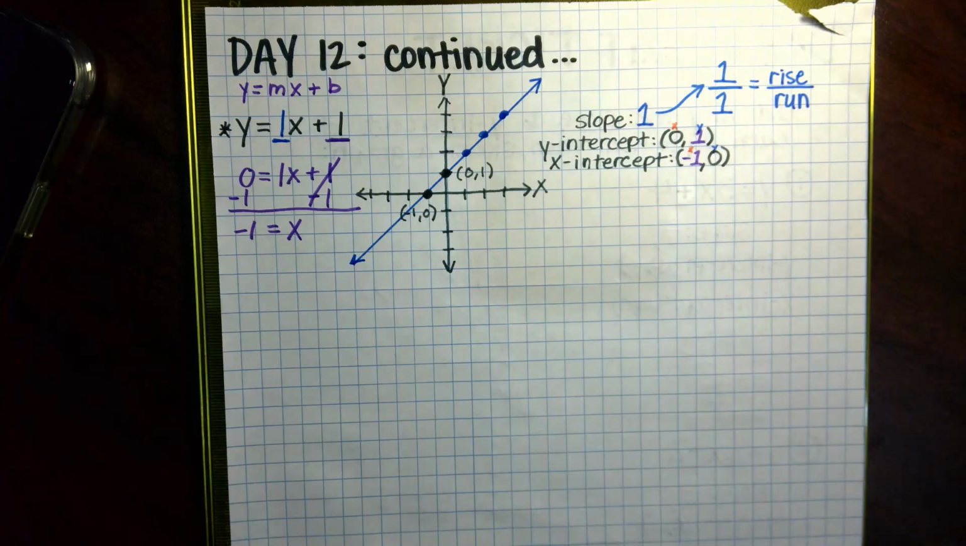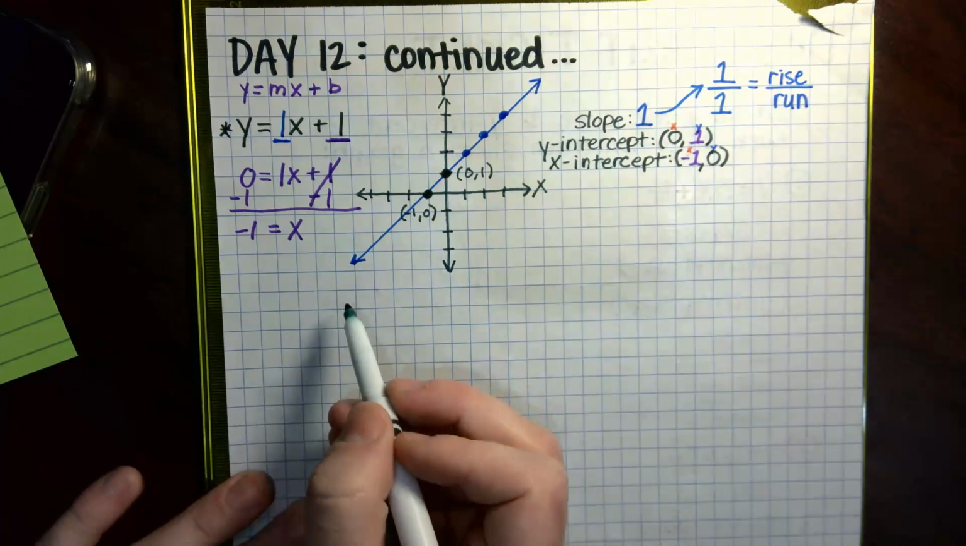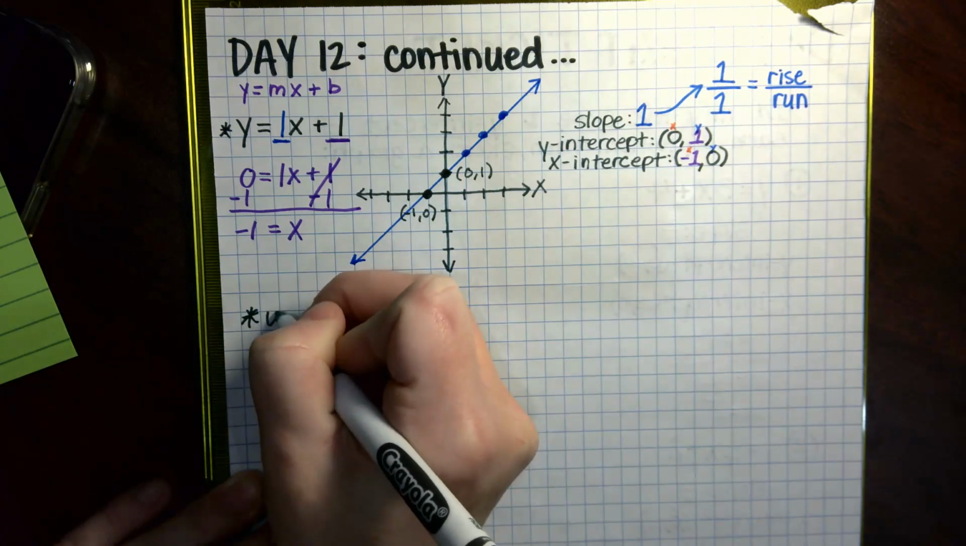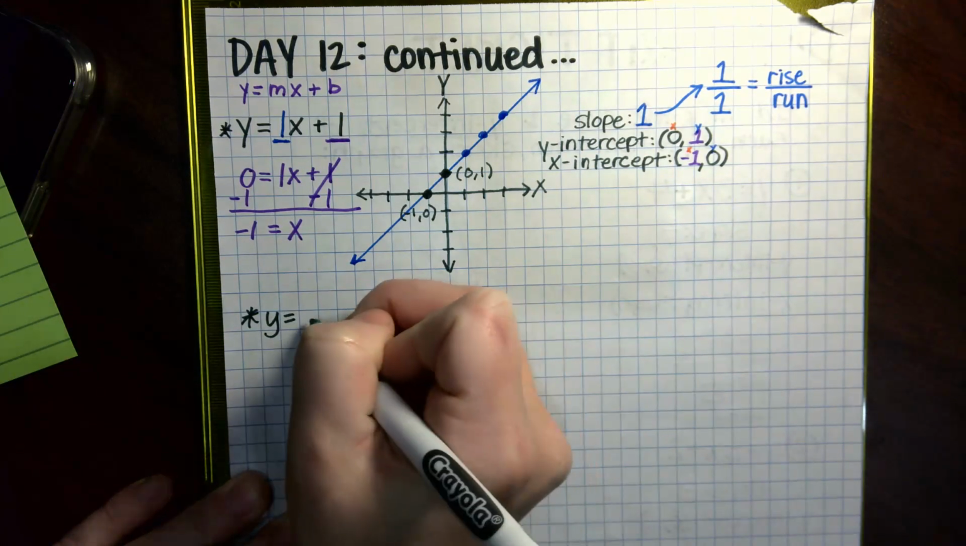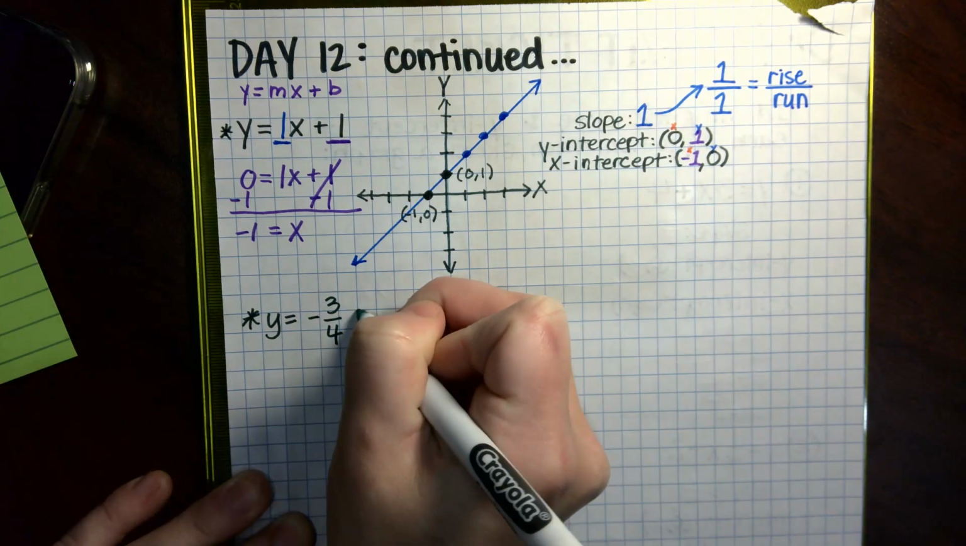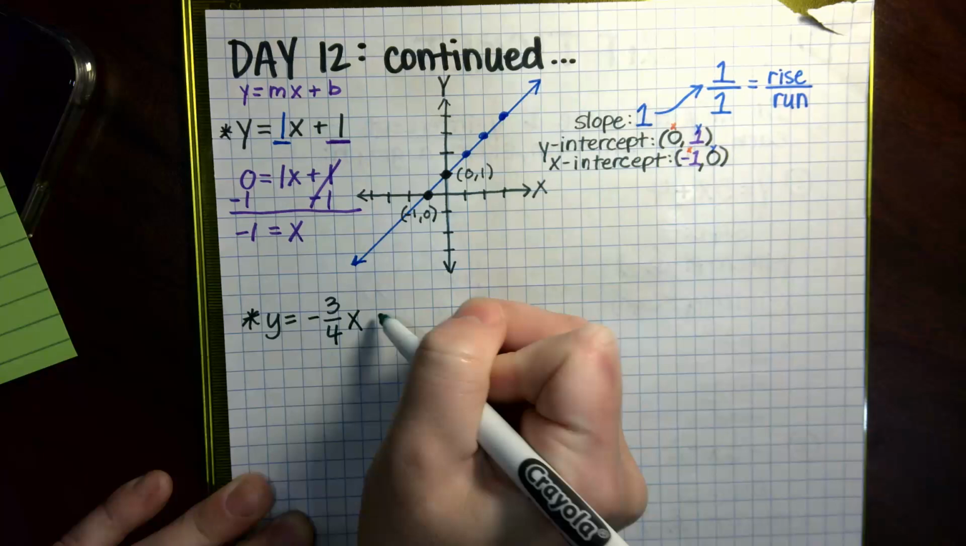Let's try another example. This time we'll do a problem that does have a fraction for a slope. Let's try y equals -3/4 x minus 2.